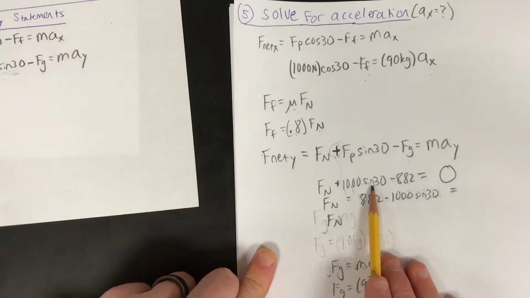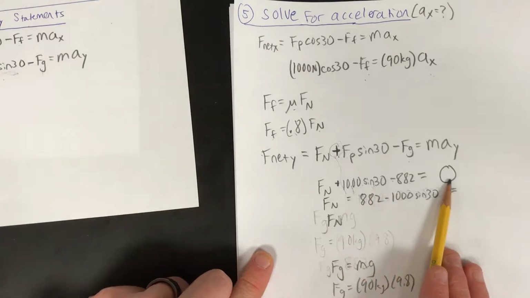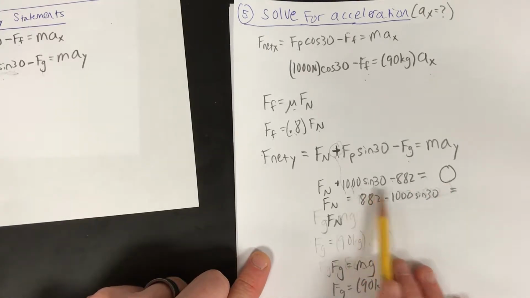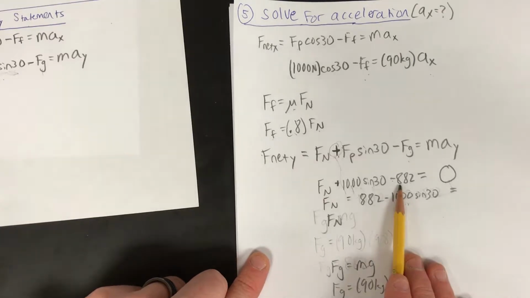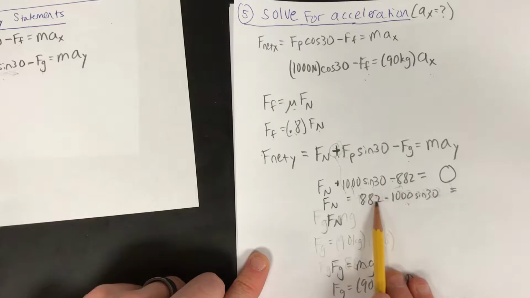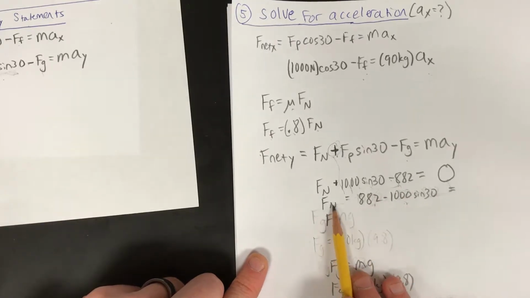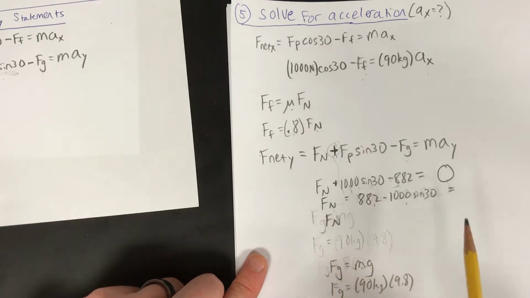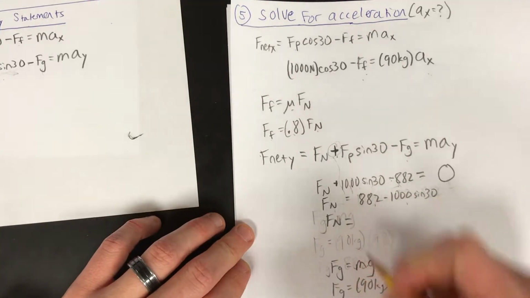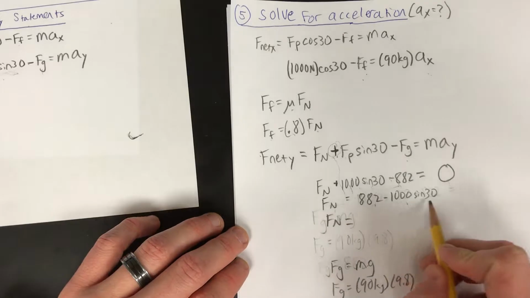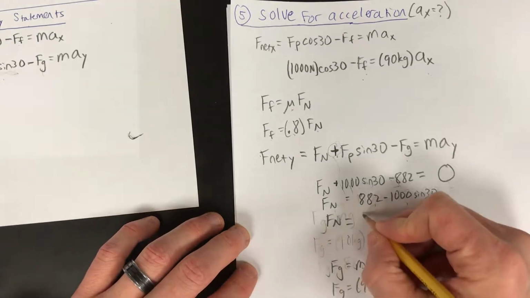When you move both terms to the right side of the equal sign, you minus 1,000 sine 30 from both sides, so it ends up as a negative, and you add 882 to both sides, so it ends up as a positive. Fn stays on the left side of the equation, all right? And then we could solve for Fn. It's just 882 minus 1,000 sine 30.